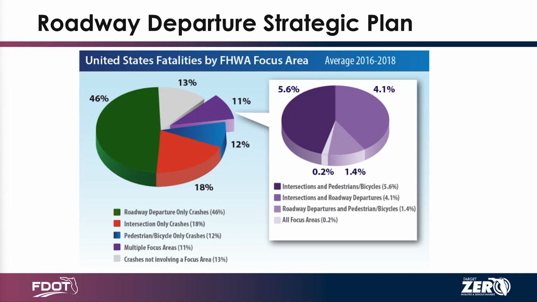So 46% from 2016 to 2018 were roadway departure related. And here you can see some of those other emphasis areas that are being focused.